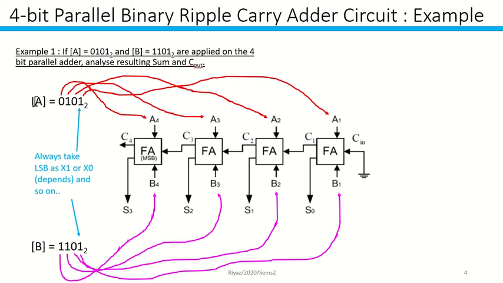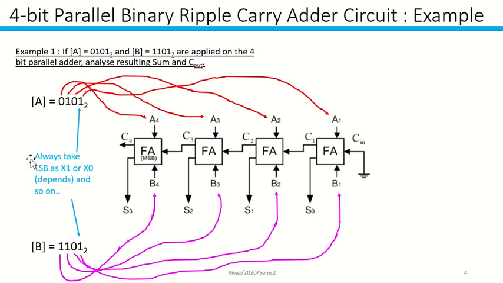So this is an example. Let's say you have A, which is 0101, and B, 1101, applied to the 4-bit parallel adder. So you're going to analyze what is the resulting sum and carry out. First, you need to take the input A and the input B over here.